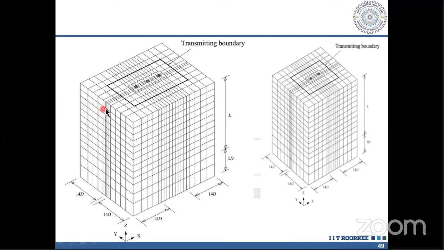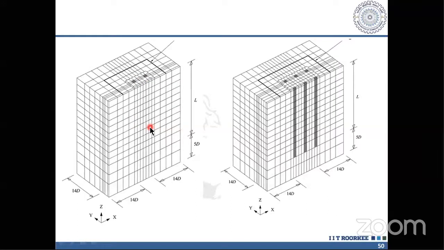Similarly, here the three piles in series. Load is applied in this direction along the line of the piles, the line joining the piles. That will be series, and when I apply it perpendicular to it, in this direction, it will be parallel. Next slide will have 2x2 and 3x3.